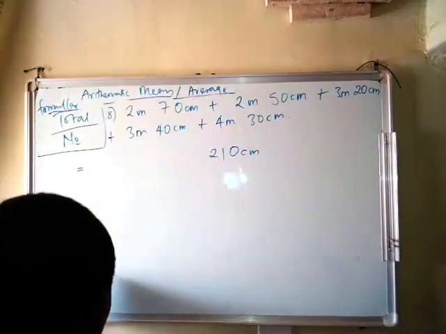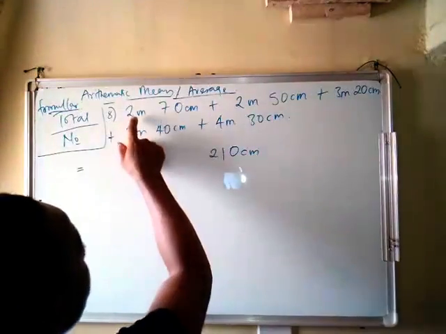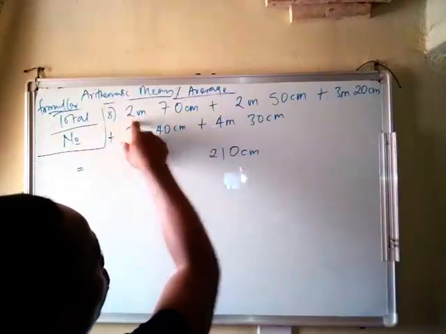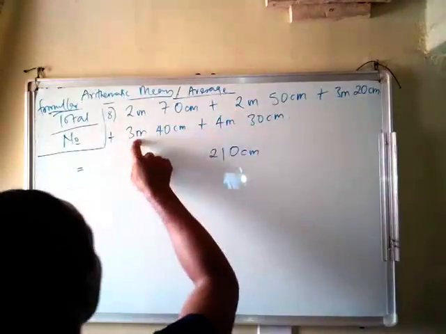So let's add the meter part. So 2 plus 2, 4. 4 plus 3 is 7. 7 plus 3 is 10. 10 plus 1 is 11. So we're having 11 meters.